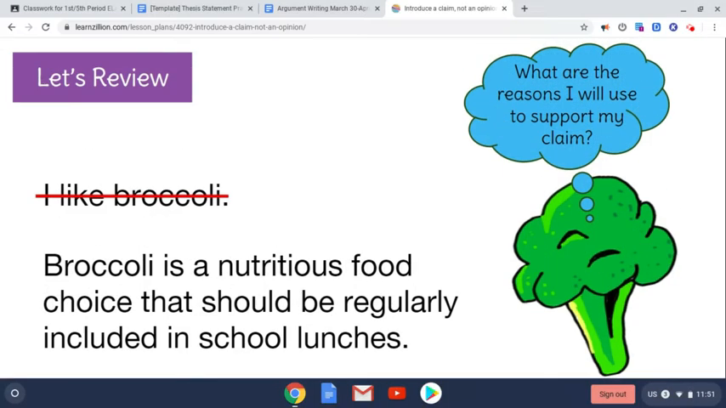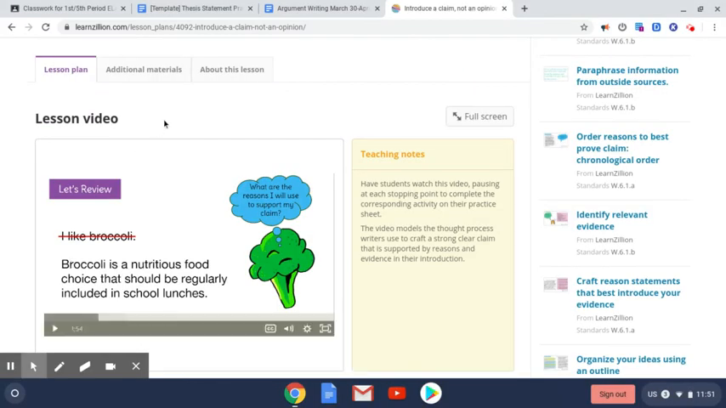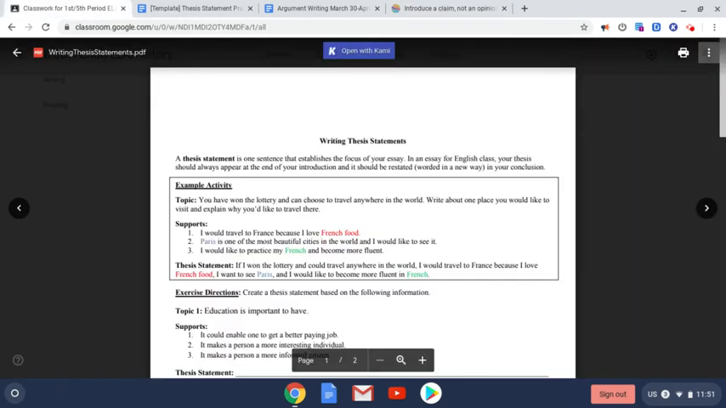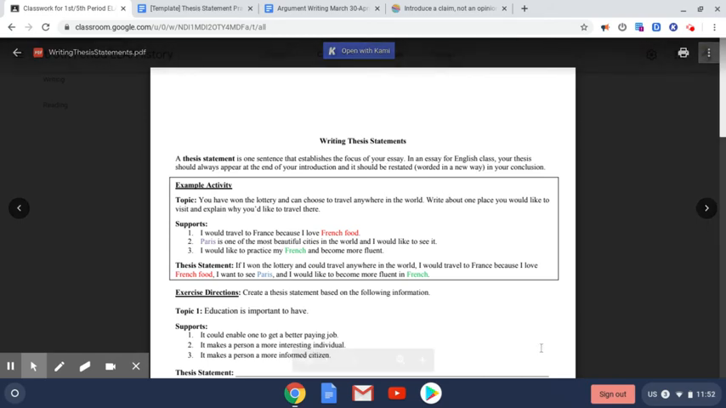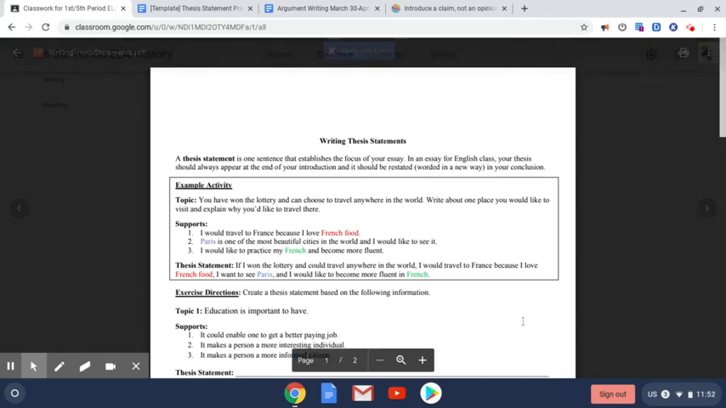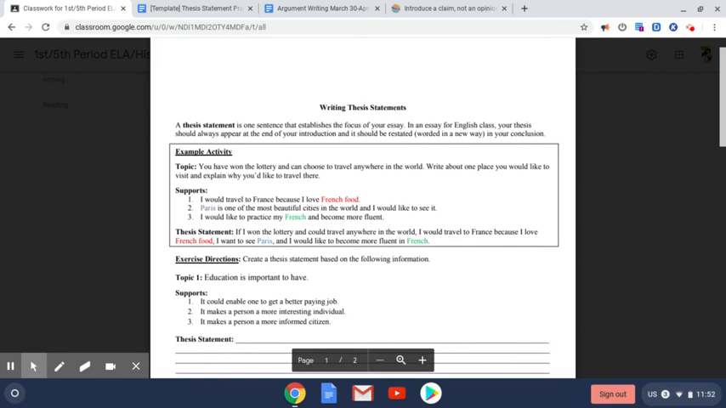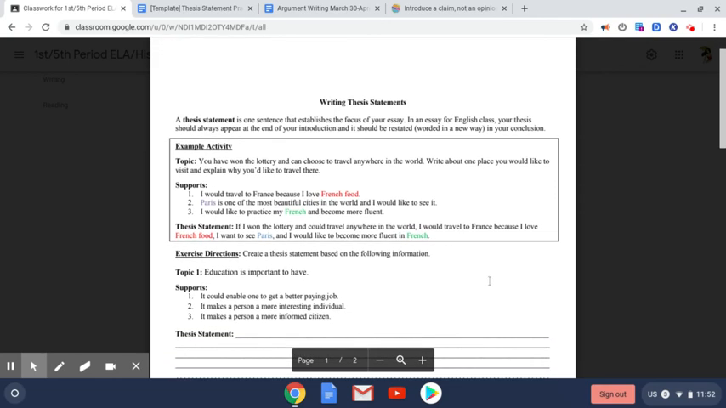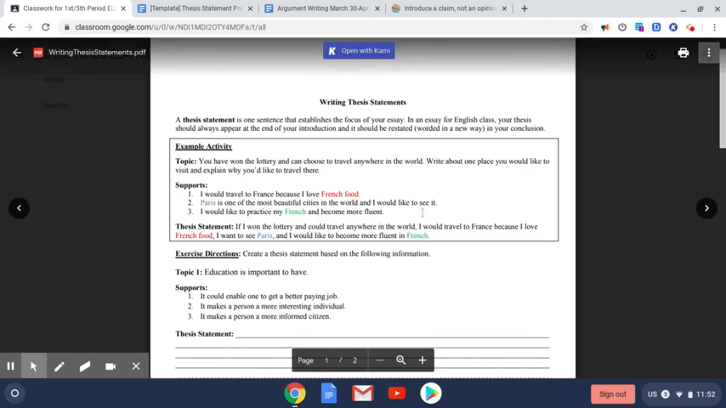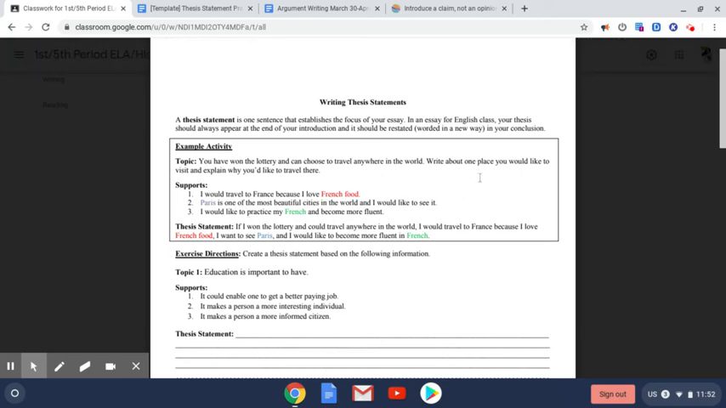Okay, so how to introduce a claim. We are going to do some practice with how to do this with writing thesis statements. You will find this in your Google Classroom. So thesis statements are what you're going to prove in your argument. Here's an example that deals with taking a trip to France. Why would you want to take a trip to France? Because they have great food, French food, because the city of Paris is beautiful, and because if you knew how to speak French, you could practice it.